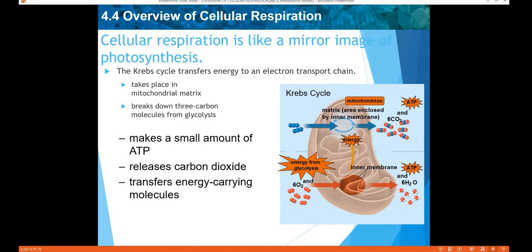So let's talk about cellular respiration, which is like a mirror image of photosynthesis. How can we say that? The Krebs cycle transfers energy to an electron transport chain. But before that, photosynthesis and cellular respiration are not true opposites, but you can think about them in that way. For example, chloroplasts absorb energy from sunlight and build sugars. Mitochondria release chemical energy to make ATP.